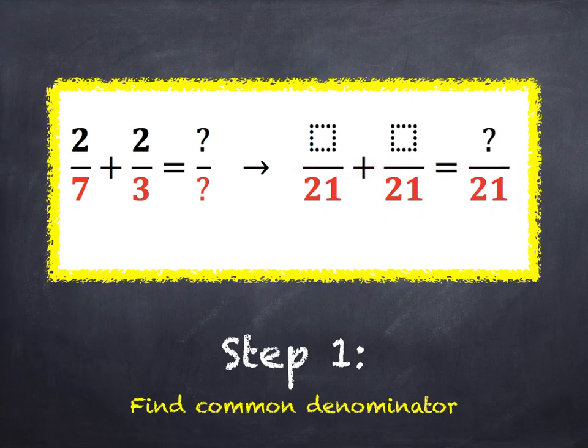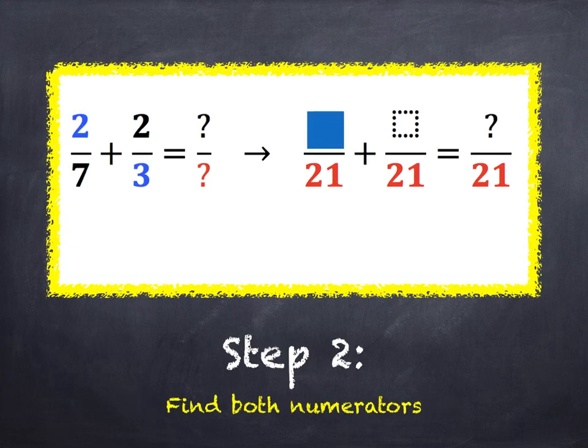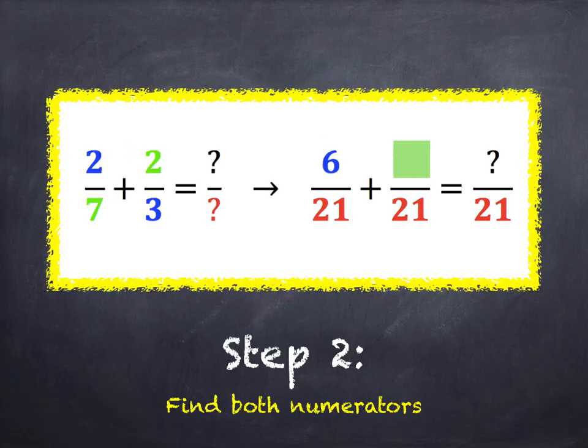And our next step is to what? Our next step is to find the numerator. So remember, we're going to do what with the numerators? When we cross multiply 3 and 2, we're left with 6. Now when we cross multiply 7 and 2, we're left with 14.